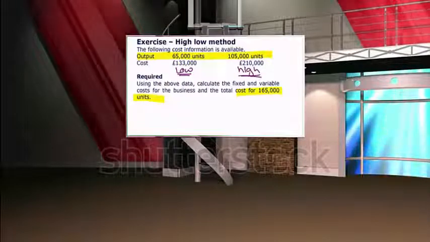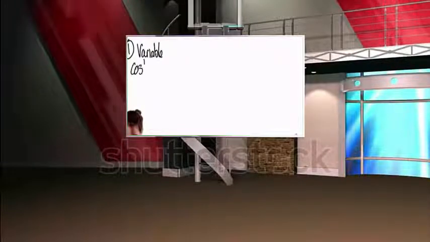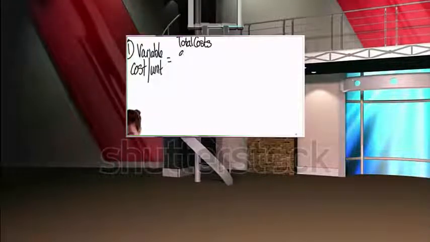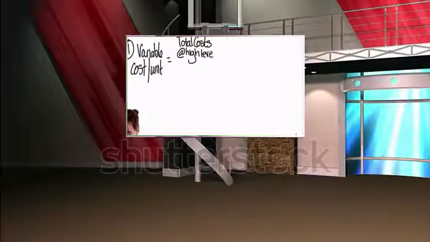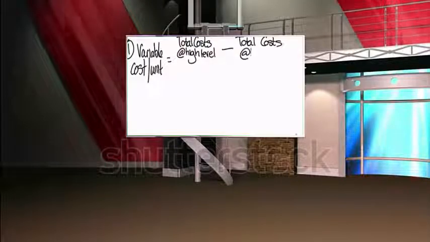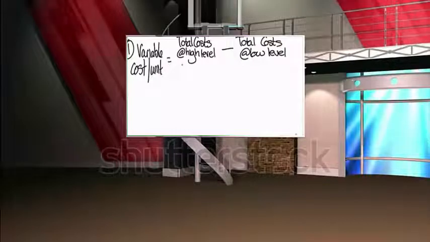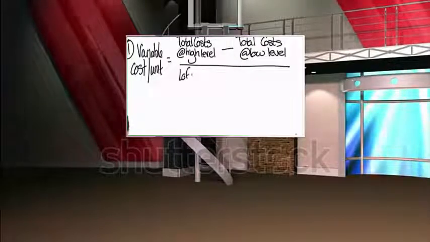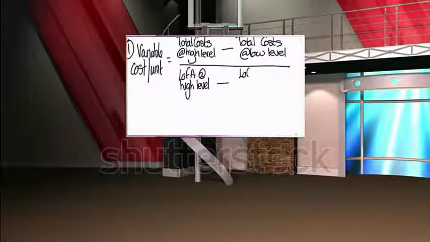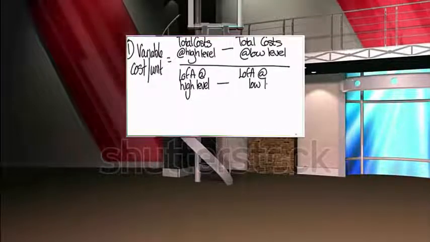165,000 units. When we're using the high-low method, the first step we do is to calculate the variable cost per unit, which will be equal to the total costs at the high level minus the total costs at the low level, divided by our level of activity at the high level minus our level of activity at the low level.